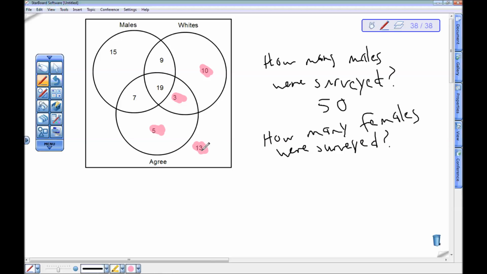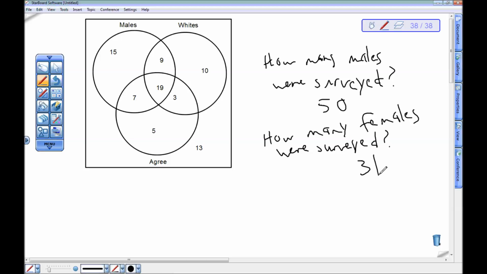10 and 3 is 13, and 5 is 18, and 13 more is 31. Is that how math works? Let's see, 13 and 13 is 26, and 5 more is, in fact, 31. So 31 females surveyed.